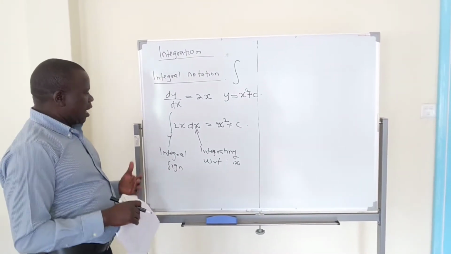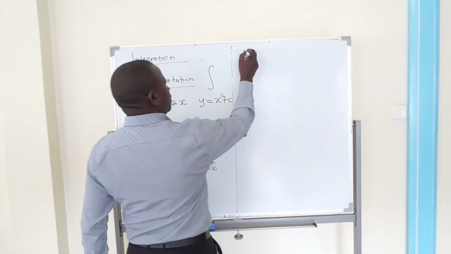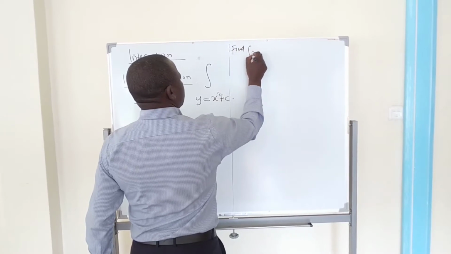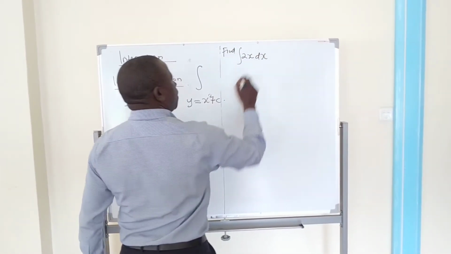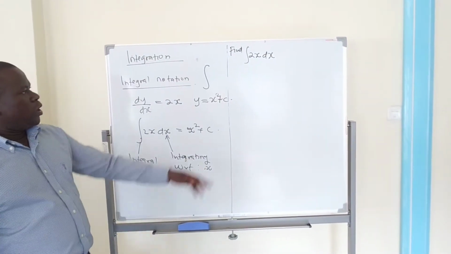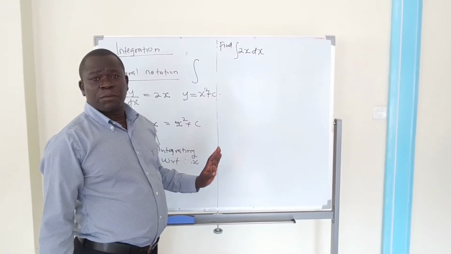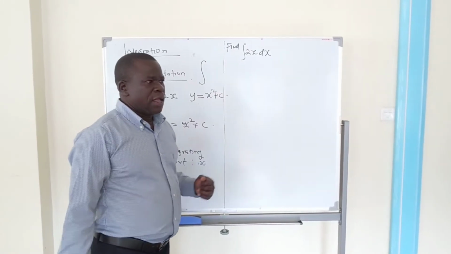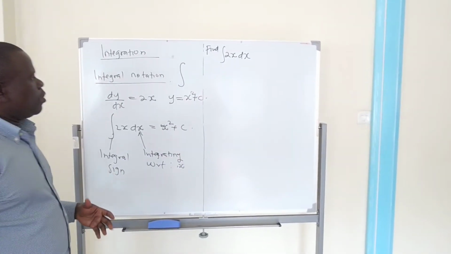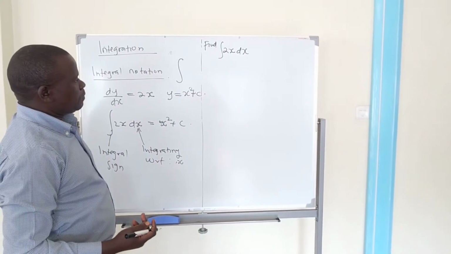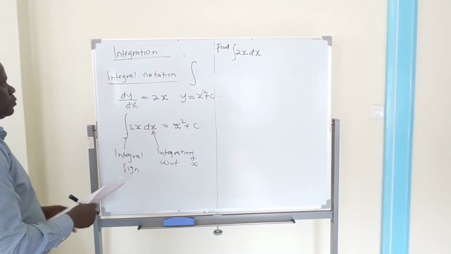So therefore, if I ask you to find the integral of 2x dx, I'm saying you integrate 2x with respect to x. That's what I mean by that. So that is what we call the integral notation, which we shall be using at all times, right? Now let's look at an example.